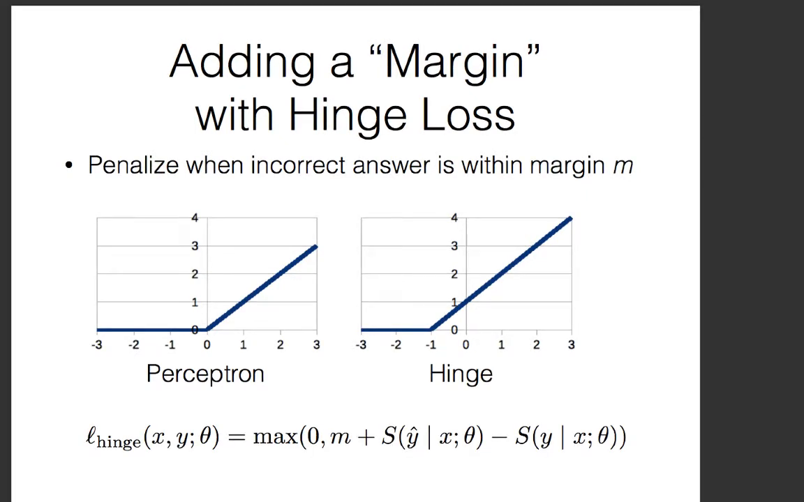This is the hinge loss where, in addition to the score of the correct hypothesis, of the highest scoring hypothesis, we add a margin of m. Where this is not the highest scoring hypothesis, but it's the highest scoring hypothesis that is not equal to y.